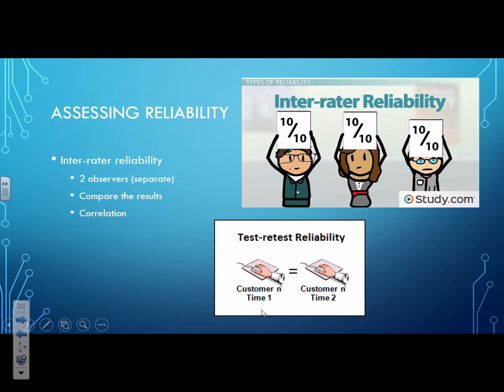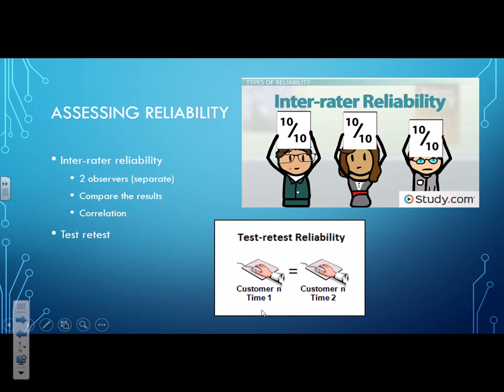So inter-rater reliability and concurrent validity are very similar, but with slight differences in that this is for observers and it's for reliability, whereas the other one's concurrent, so it's more likely to be questionnaires, and it's about validity. Two separate observers complete the observation, compare the results and see if their results correlate.